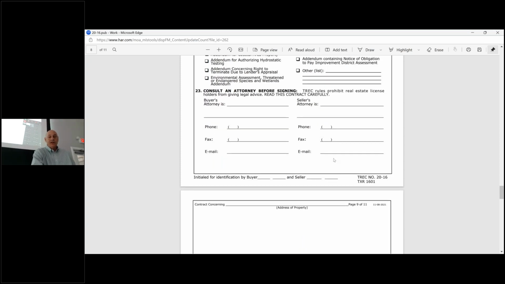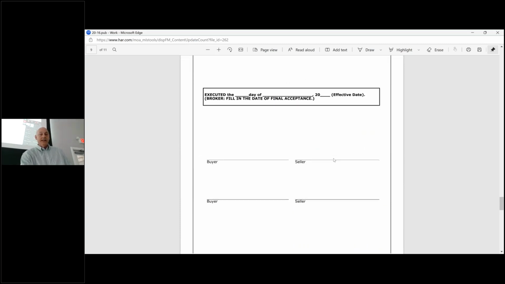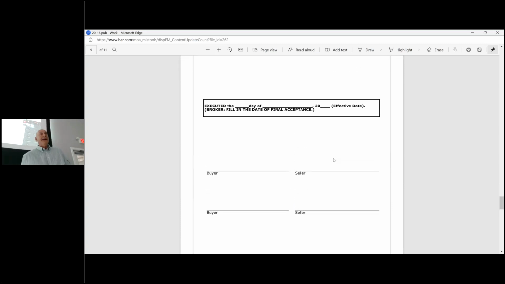Consult an attorney before signing. If they have attorneys, they can be listed there. I've never had that situation. Then the execution date. Who typically fills in the execution date of the contract?